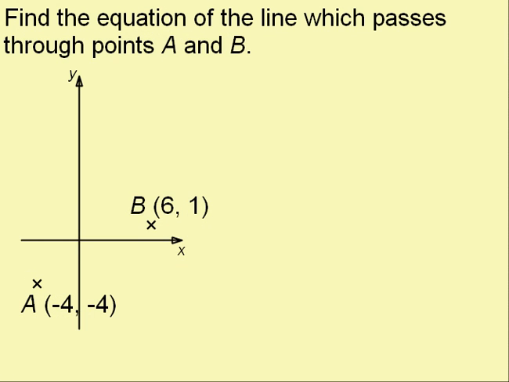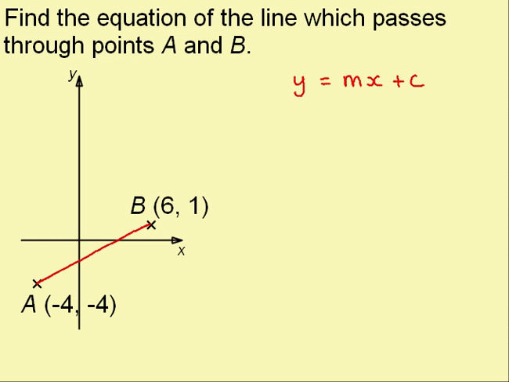This question looks slightly different. I'm being asked to find the equation of the line which passes through points A and B. Before I start trying to find this equation, I'm just going to draw the line on. I know that the equation of the line will be in the form y equals mx plus c. Just like before, once I know the gradient of the line, I can put it in here and then use either one of my 2 points to help me find c.